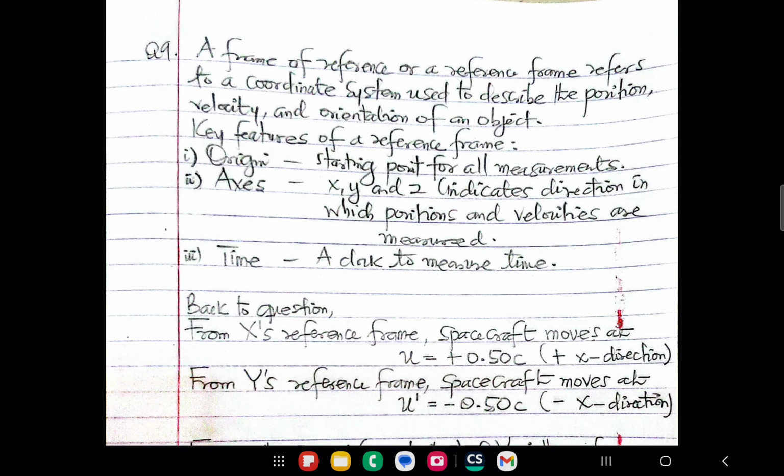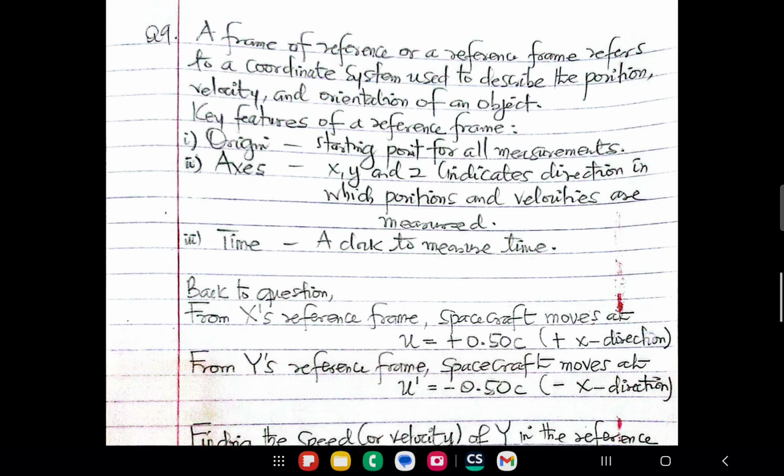We also measure with respect to axes, and these axes are x, y, and z, so that is a three-dimensional coordinate system. This three-dimensional coordinate system, x, y, and z, indicates the directions in which we want to measure our position and our velocities. And we need to measure time, so we need a clock.